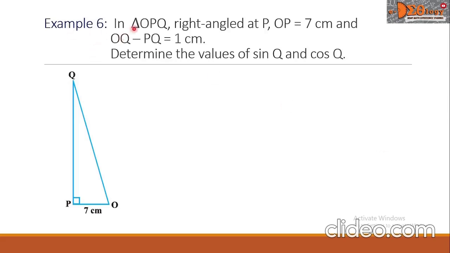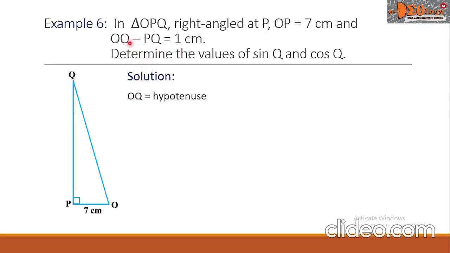Example 6. In triangle OPQ, right angled at P, the side OP equals 7 cm and OQ minus PQ equals 1 cm. Determine the values of sine Q and cosine Q. This is our figure. The side OQ is the hypotenuse. In the given, it says OQ minus PQ equals 1 cm.